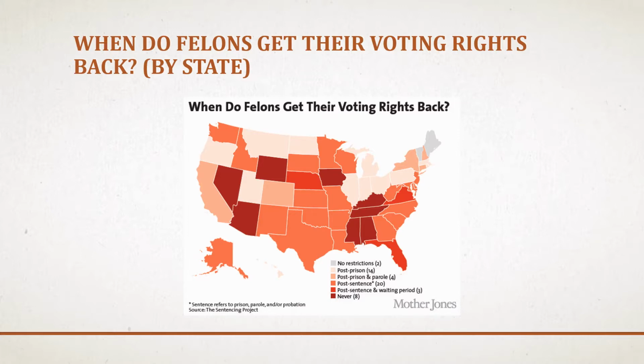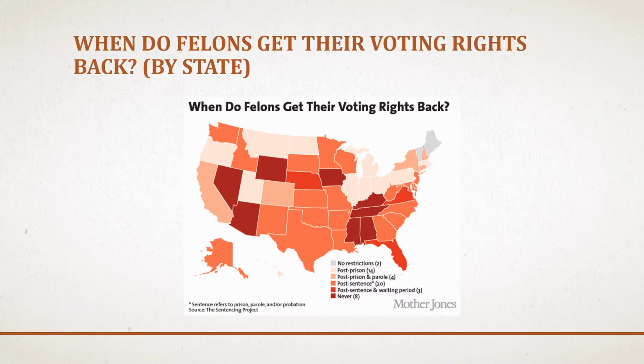Next is a very interesting graph from Mother Jones that shows which states allow felons to have their voting rights back and which do not. 2 states impose no voter restrictions for felons. Those states are Vermont and Maine. 14 states allow felons to resume their voting as soon as their prison sentence is completed. Those states are Oregon, Utah, Montana, North Dakota, Illinois, Indiana, Michigan, Ohio, Pennsylvania, and Massachusetts.